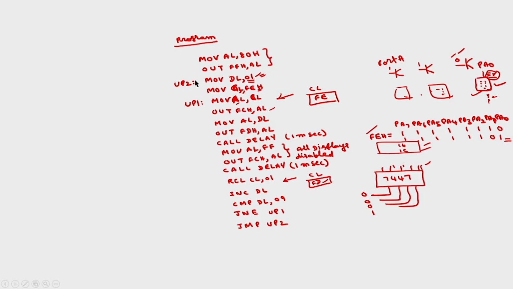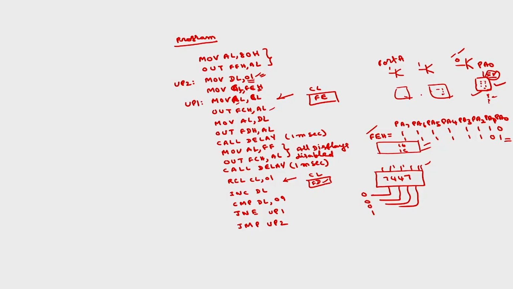So you see the program, which continuously displays 1 to 8 on the 8 displays. For our eye it appears that all the displays are lit all the time, because the refresh rate is 16 milliseconds. So this is how we can interface 8 displays to the 8086 using only a single 7447.